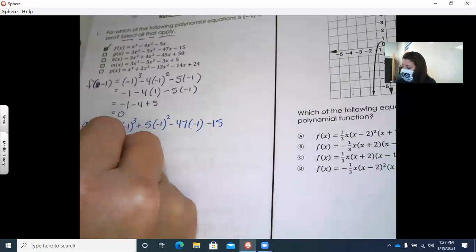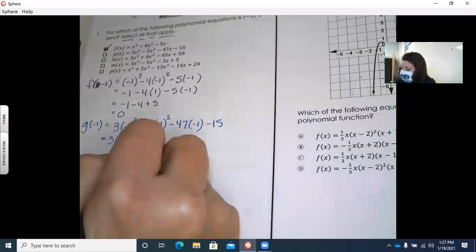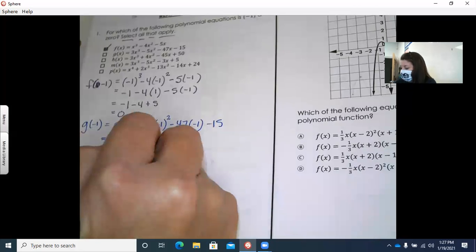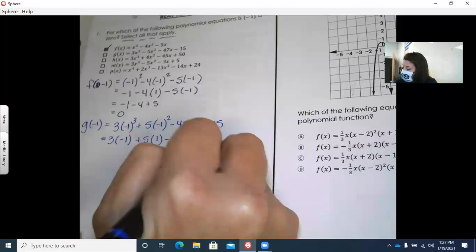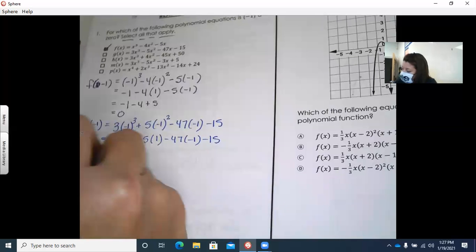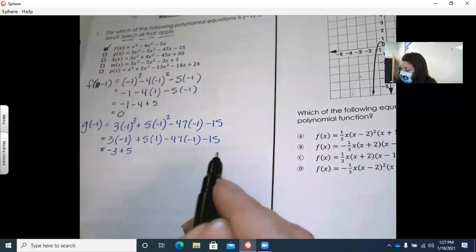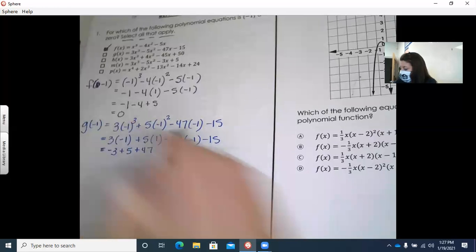-1. Whenever you raise a negative to an odd power, it's always negative. Plus 5 times, what's -1 squared? +1. Now I'll take care of my multiplication. 3 times negative 1 is negative 3. Positive 5 times positive 1 is positive 5. Negative 47 times negative 1, positive 47. Bring down your negative 15.